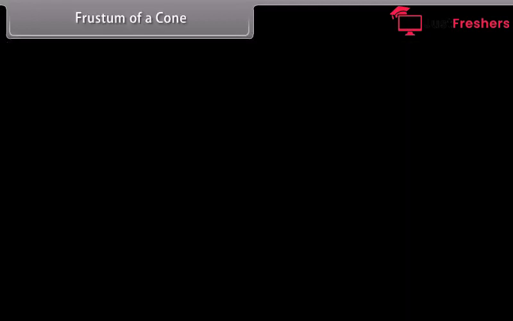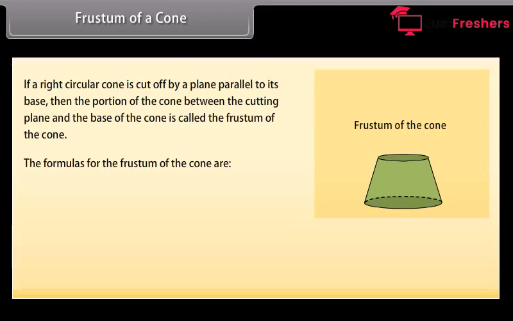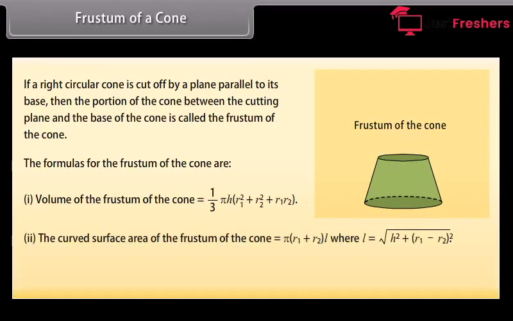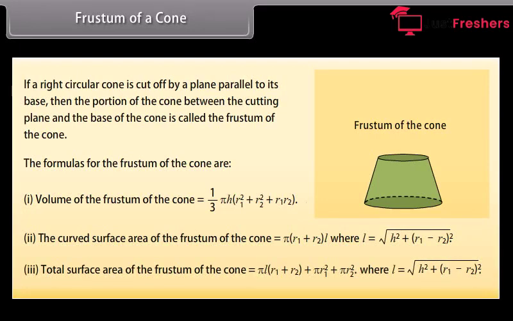Frustum of a cone. If a right circular cone is cut off by a plane parallel to its base, then the portion of the cone between the cutting plane and the base of the cone is called the frustum of the cone. The formulae for the frustum of the cone are given below. We will find the volume and the surface area of the frustum of the cone using these formulas in next screen.